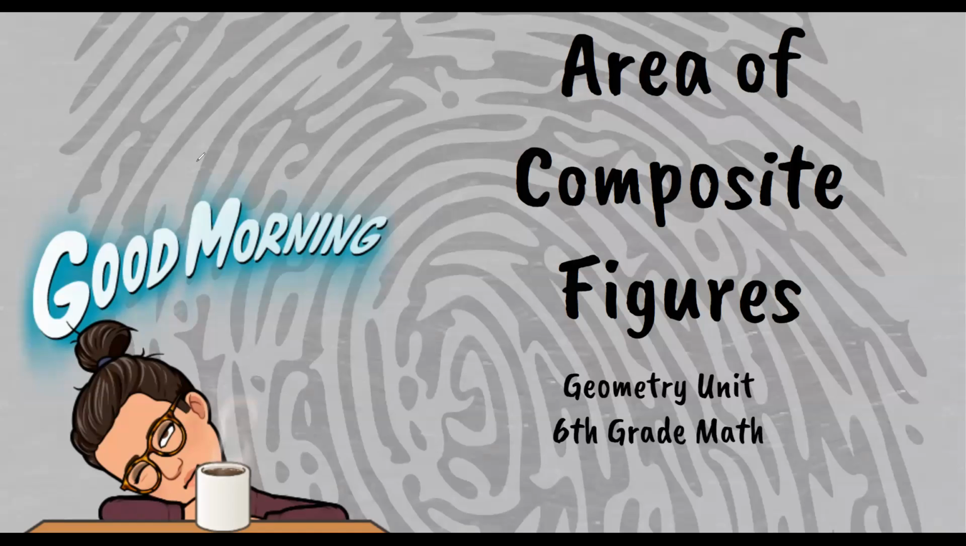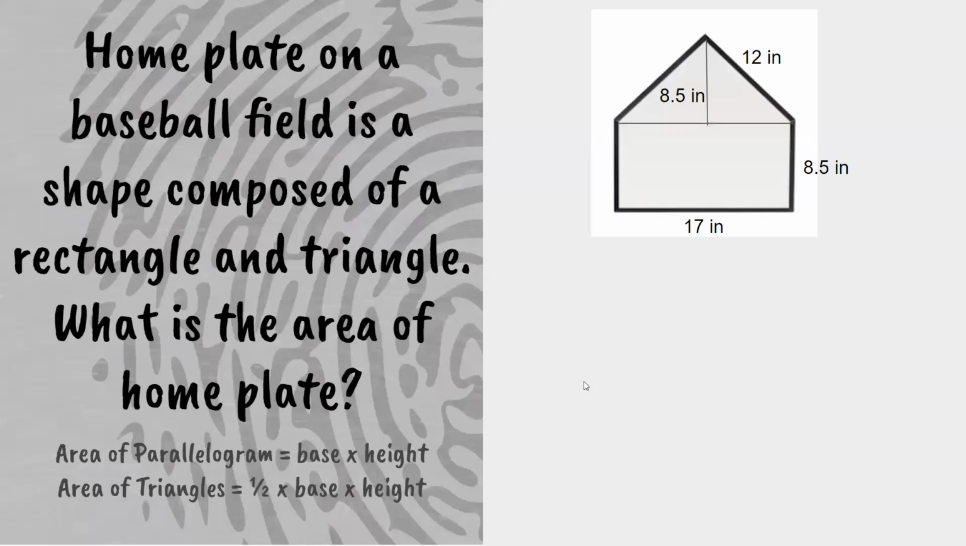The examples on your homework look a little bit different than what we're going to go over, but you would use the same strategy to solve them. Looking at this first example and opening question, it says, home plate on a baseball field is a shape composed of a rectangle and a triangle, and it's asking what is the area.